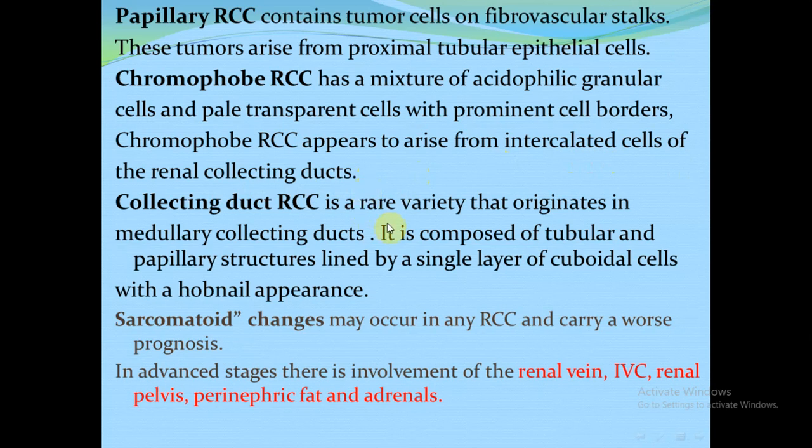Collecting duct renal cell carcinoma هذا يعني نوع من renal cell carcinoma originates in medullary collecting ducts. It's composed of tubular and papillary structures lined by single layer of cuboidal cells with hobnail appearance. It has characteristic feature that hobnail appearance in addition to papillary structures, tubular structures. تختلف عن الكلير سيل كارسينوما.